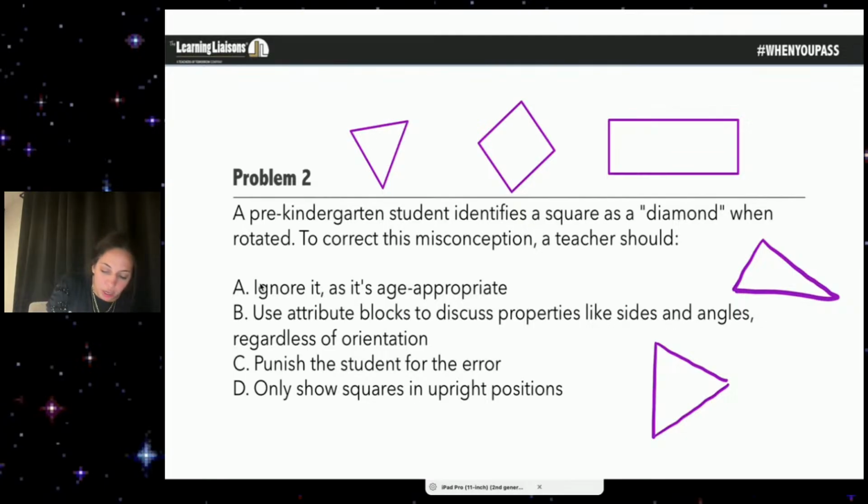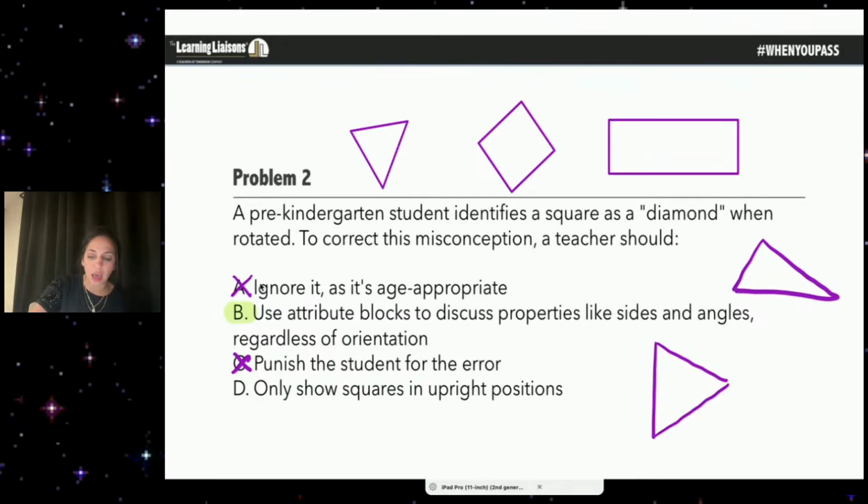And so, no, we are not going to ignore a misconception, regardless of whether it's age appropriate or not. We want to correct that misconception. Use attribute blocks to discuss properties like sides and angles, regardless of orientation. Absolutely. We're going to come back to that because that is the correct answer. Punish the student for the error? Absolutely not. We're not going to punish them for an error because it's a learning environment.